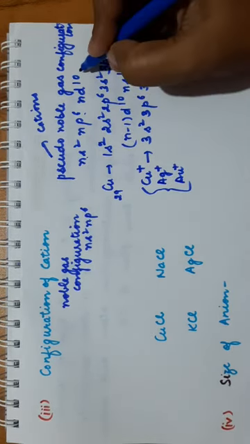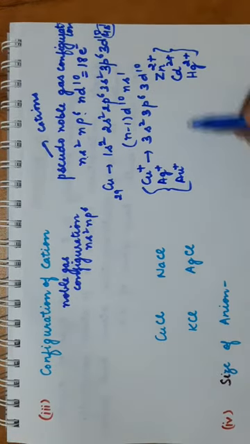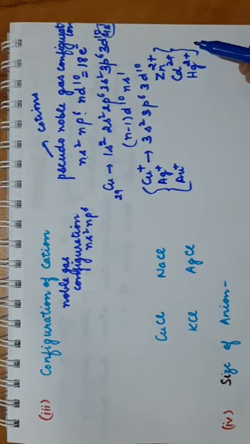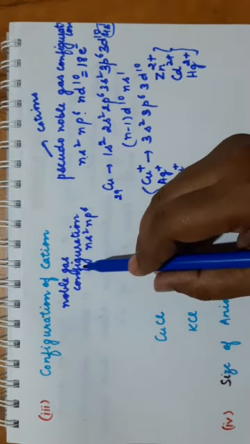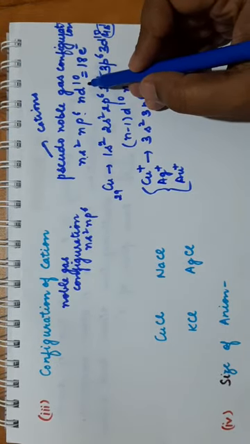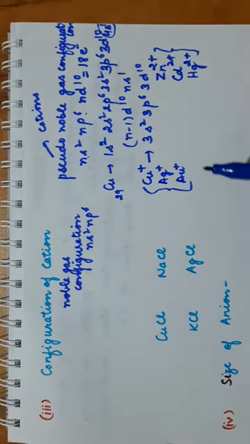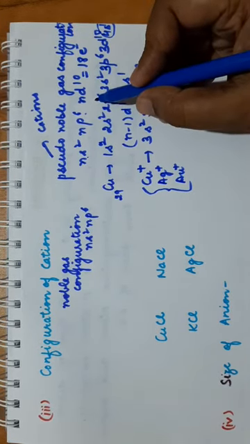Pseudo noble gas configuration means 18 electrons in the valence shell. So in all of these, 18 electrons will be present in the valence shell. And whenever any cation has pseudo noble gas configuration, its polarizing power is more than the cations having noble gas configuration. Why? Because it has d electrons also, the shielding effect is poor, so their Z effective will be high. Since their Z effective will be high, they will attract the electron cloud of the anion more strongly and distort it more strongly.